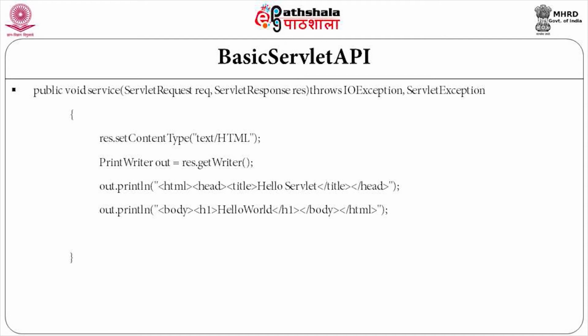And then on this out object we will say out dot println, within double quotes is the HTML content, which will be html, then head, then title, title can be hello servlet, and then slash title slash head. Next line, out dot println again, and in this we will say body, and we can put a simple h1 hello world slash h1 slash body slash html, out dot println this, and that is it. The service method is over. We do not need anything much here.